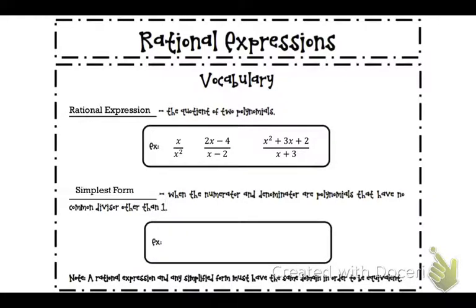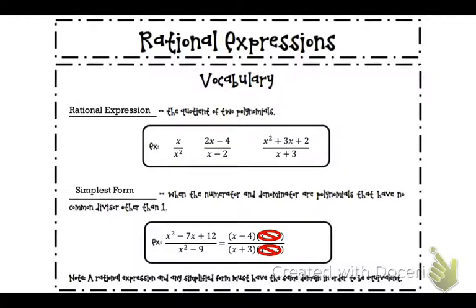Okay? A rational expression is in its simplest form when the numerator and the denominator have no common divisor other than 1. So basically an example of that, if we have x squared minus 7x plus 12 over x squared minus 9, we can factor top and bottom. So I'm going to factor the top, you get x minus 4, x minus 3. Factor the bottom, get x plus 3, x minus 3.